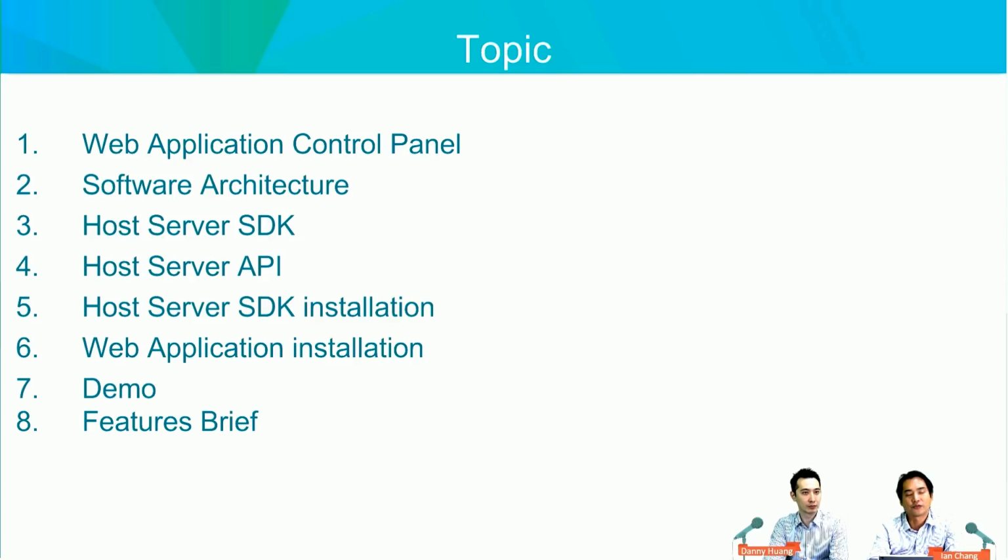And the second is the software architecture. The software architecture is our design flow chart: how the system works, and the communication between the Mustang-200 and our host server. And topics 3 to 6 let you know about our host server and the web application installation steps, and how to verify that our API works properly. And the last one is the demo.